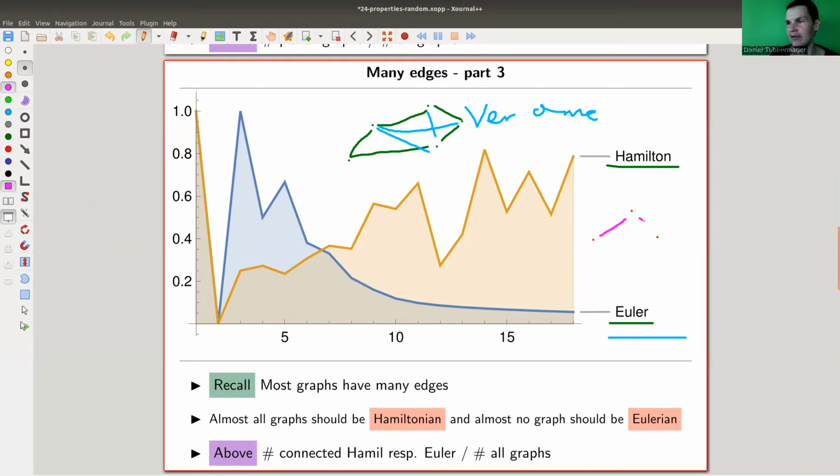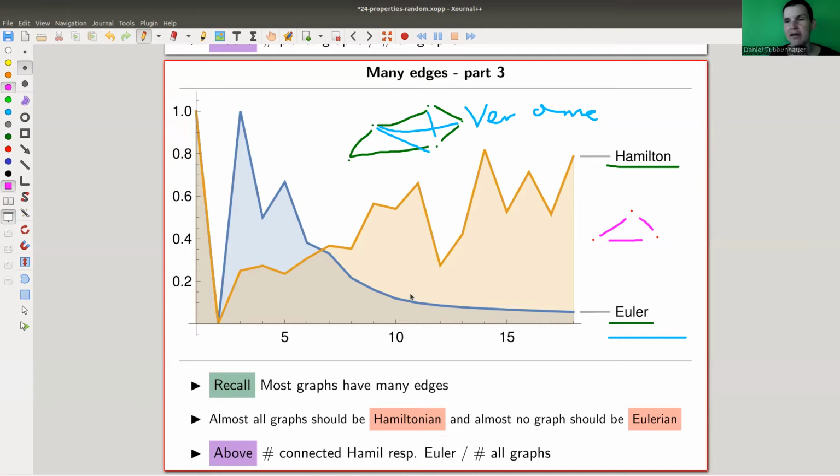So here is something where you visit every edge exactly once, but it actually doesn't matter whether you visit the vertices multiple times. Right? So visiting every edge exactly once is very difficult if you have many edges, right? Visiting every vertex exactly once is very easy if you have many edges. And exactly what you would suspect by now will happen: almost all graphs are Hamiltonian, but almost no graph is Eulerian.